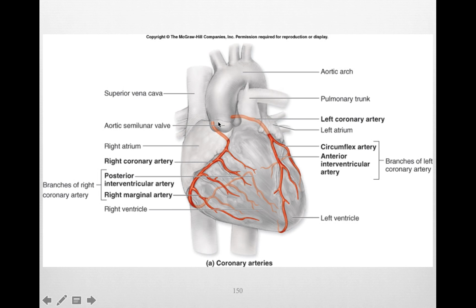The right coronary artery here is now going to pass around the right side. It's going to feed the right side of the heart, including the atrium and the ventricle, and then pass around backwards. This is the posterior side of the heart that I'm now following, and it will ultimately turn into the posterior interventricular artery on the back of the heart.